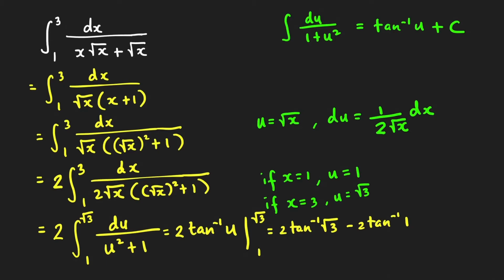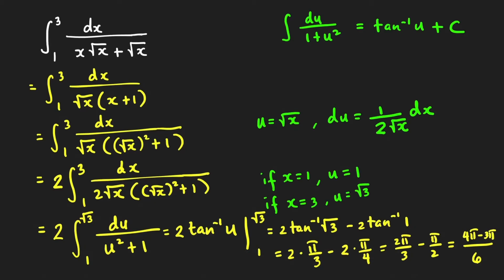And what is tangent inverse of square root of 3? This means that the tangent is equal to square root of 3, so that is pi over 3. So that is 2 times pi over 3, and then minus 2 times tangent inverse of 1, which is pi over 4. And this is equal to 2 pi over 3 minus pi over 2, which is equal to, we have here 6, 4 pi minus 3 pi over 6, which is equal to pi over 6. So therefore, this is the value of this definite integral.